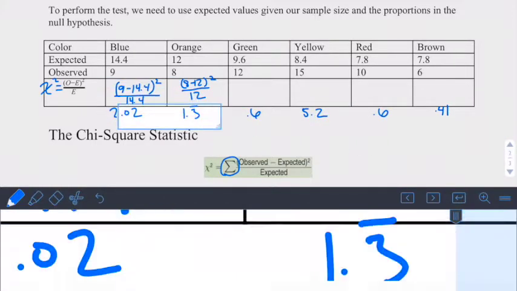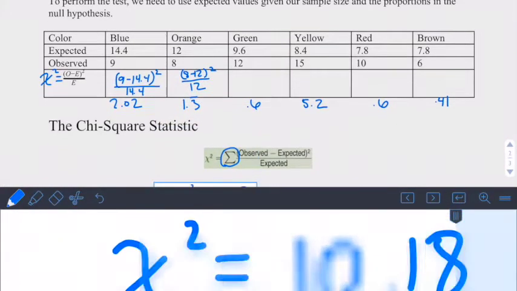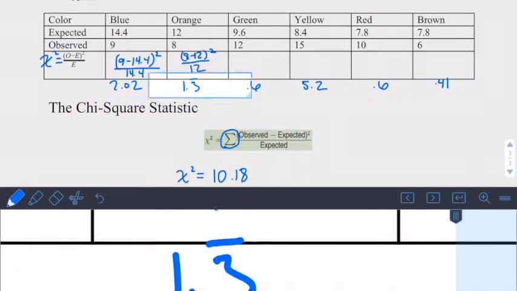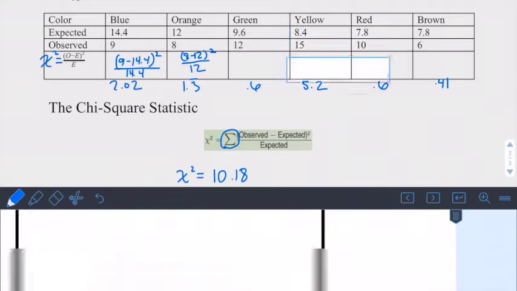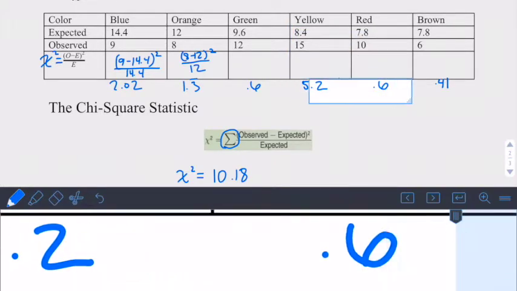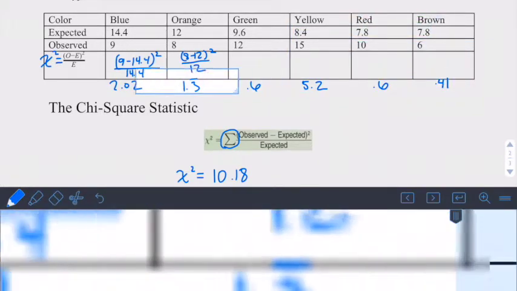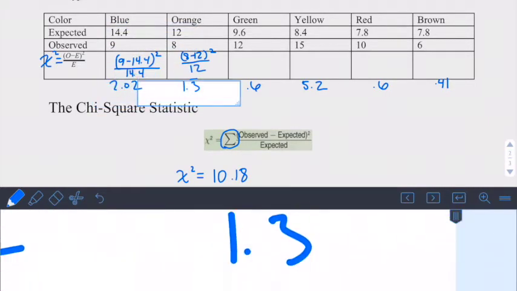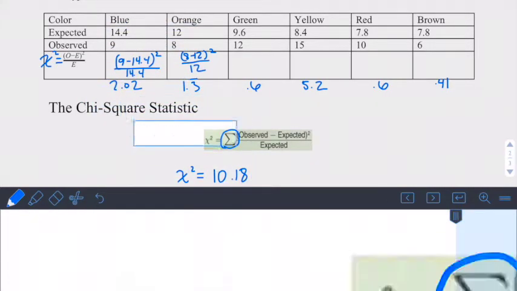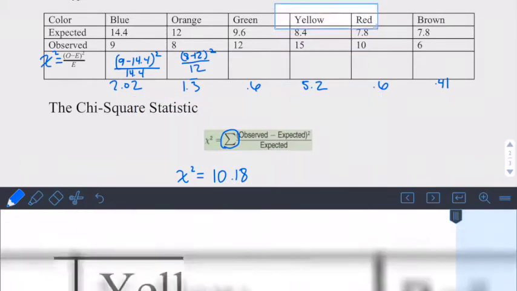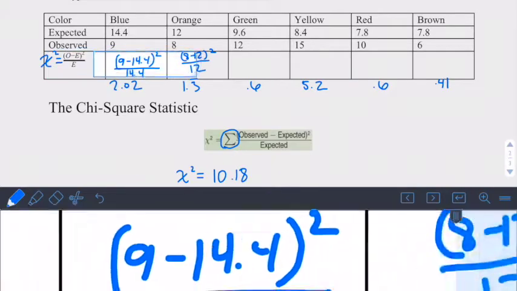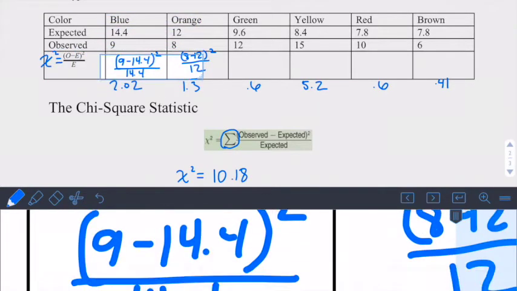So now that I actually calculated each one for you, you could see that this is going to add up to 10.18. But this yellow one was the farthest off. These were not that bad, the other ones. You can see 2.02. That one was a little bit off, and that contributed a little bit to our statistic. But this yellow one contributed the most, because this is really a measure of error. How far off were we?